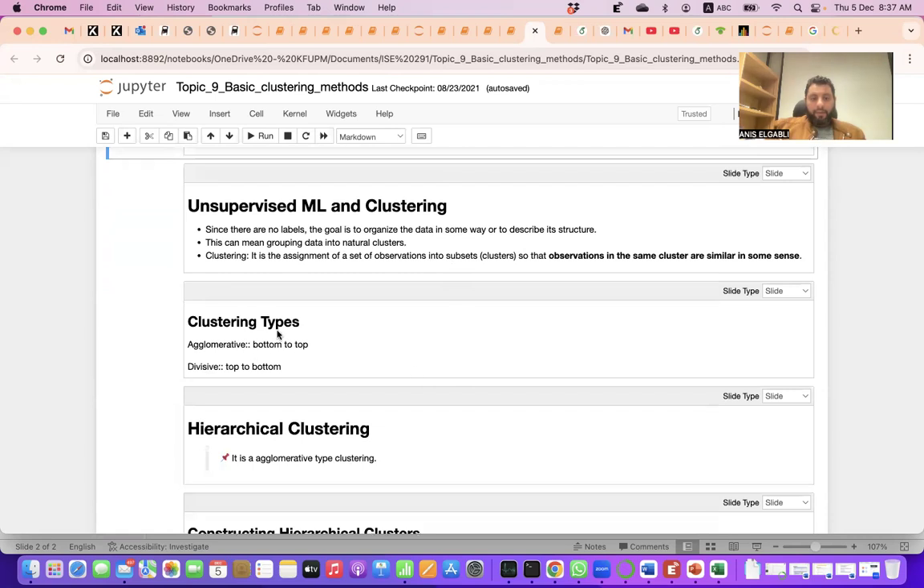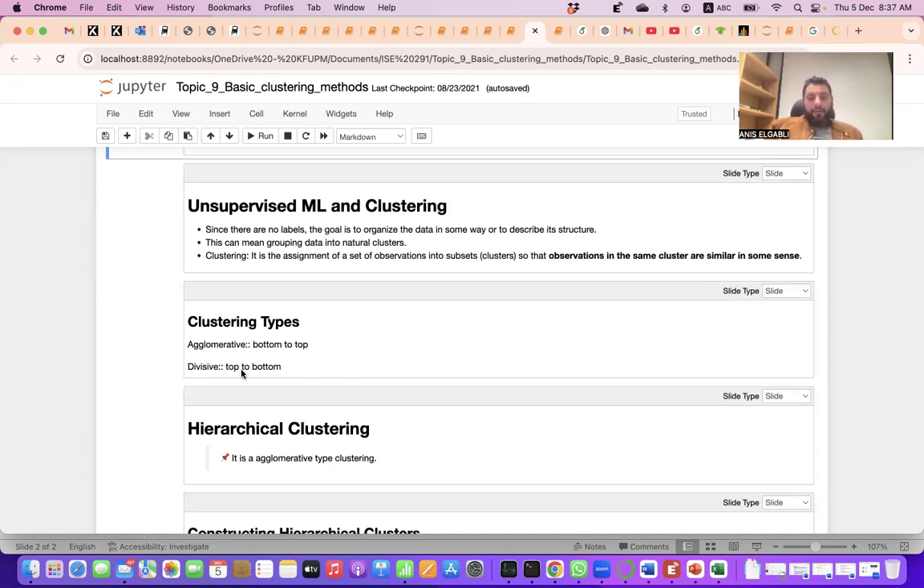So there are two types of clustering. There's the agglomerative type, which is a bottom to top approach. We start by assigning every node to its own cluster, defining a number of clusters equal to the number of points or nodes. So every point is a cluster by itself. We call it a singleton cluster. And then we start merging clusters. Eventually, all of the points belong to one cluster. We will get to know more about this as we proceed.